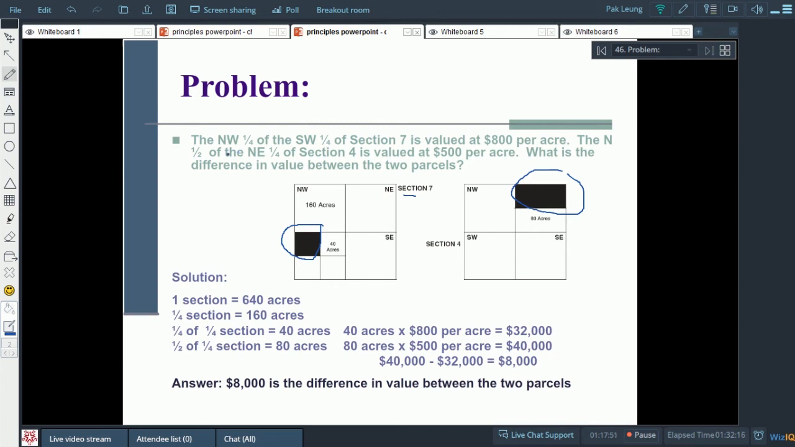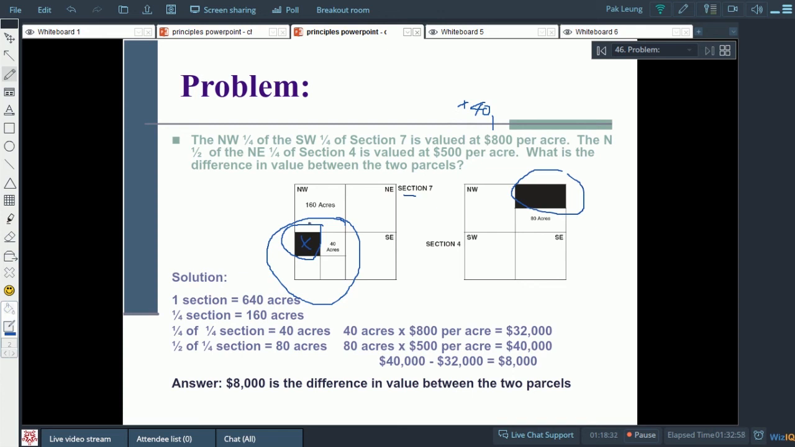So whatever is in black here, this is the area that they're talking about, right? So let's take section 7. They say the northwest quarter of the southwest quarter of section 7 is valued at 800 per acre. What the heck does it mean? Let's look at this. The northwest quarter of the southwest quarter. Let's look at where is southwest. Southwest is here, this section here. That's southwest, right? 1 square mile.